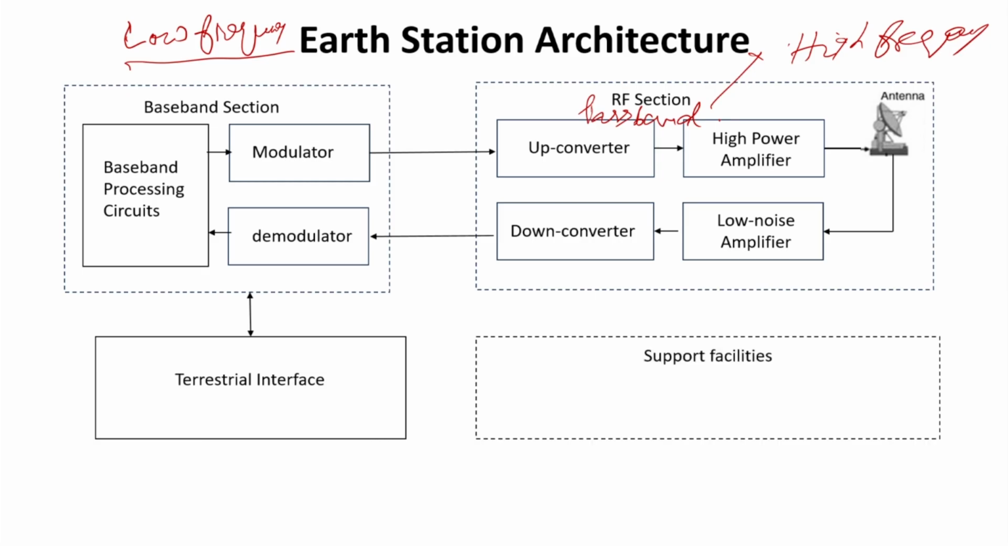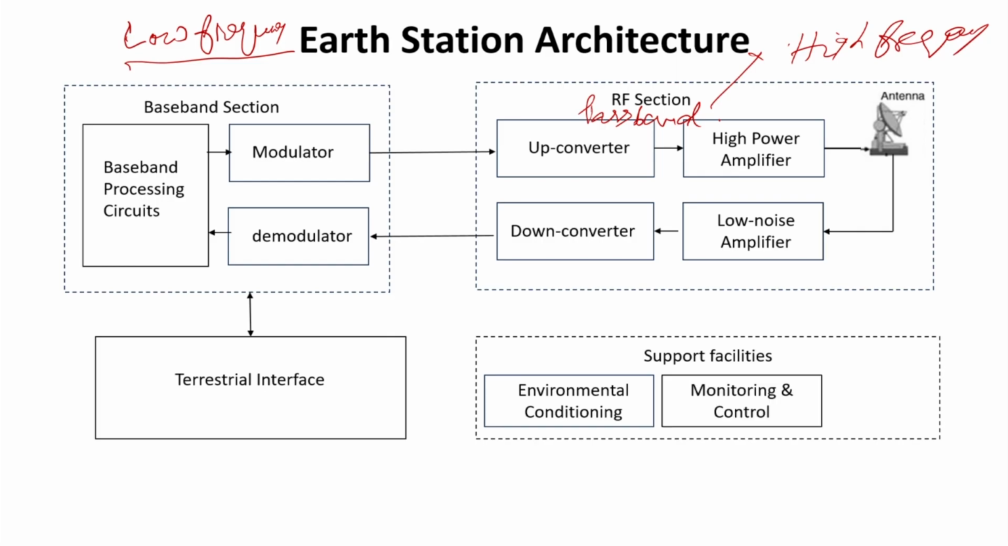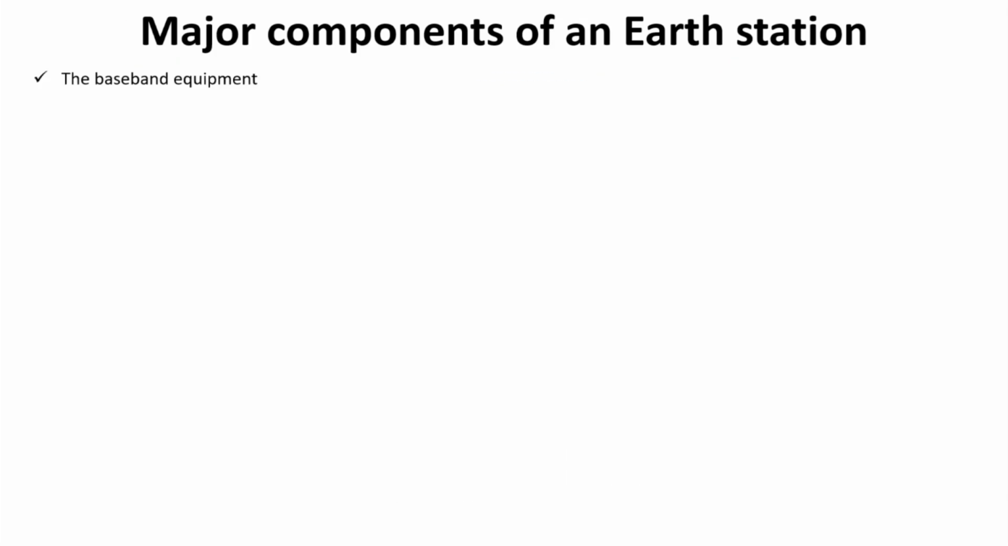Each earth station also needs some support facilities. It can be environmental conditioning like air conditioning, so that the earth station is protected from the environment. Then you need a monitoring and control system, and then the power supply. Each part I will try to explain again in the next slide.